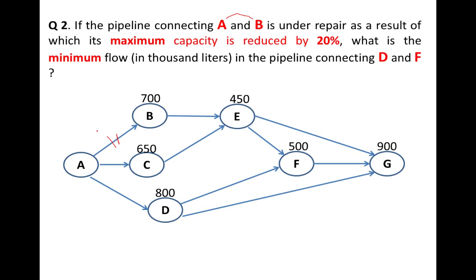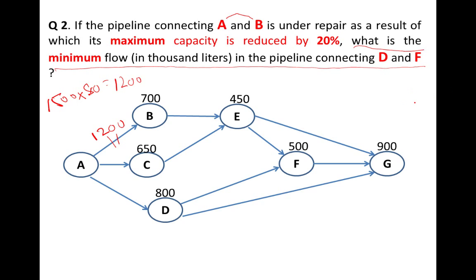So this pipeline it's talking about is reduced by 20%. That means the total capacity was 1500. When it is reduced by 20%, it is left with 80%. So 0.8 times 1500 comes to 1200. So this pipeline capacity is 1200 now. Next, the question is, what is the minimum flow in the pipeline connecting D and F?